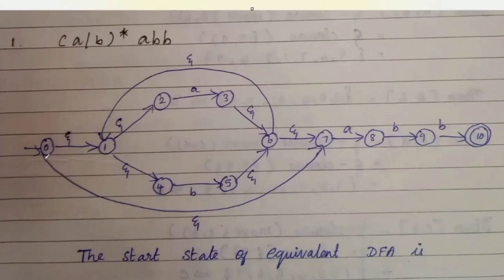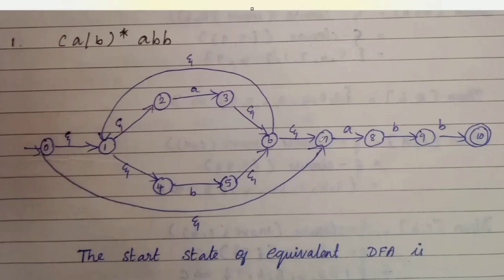From state 0, an epsilon transition leads to state 1. At state 1, there are 2 epsilon transitions. One goes to state 2, where 2 to 3 on A is accepted, and one goes to state 4, where 4 to 5 on B is accepted. From states 3 and 5, an epsilon transition leads to state 6. This part is A or B, that is A union B.